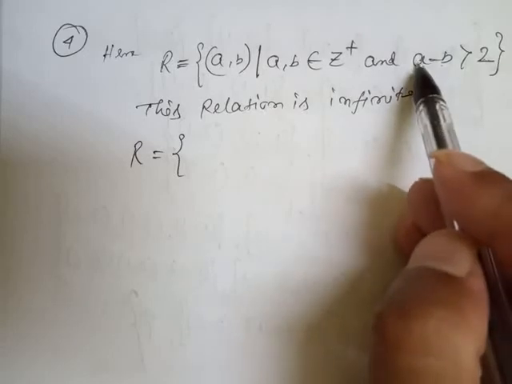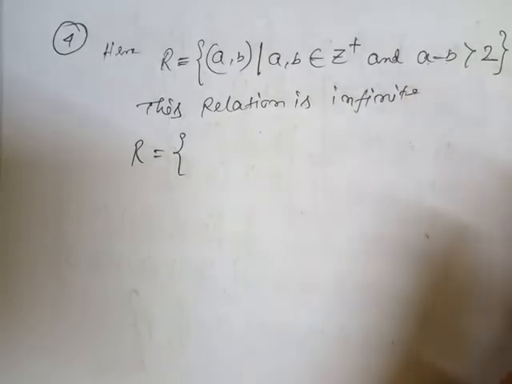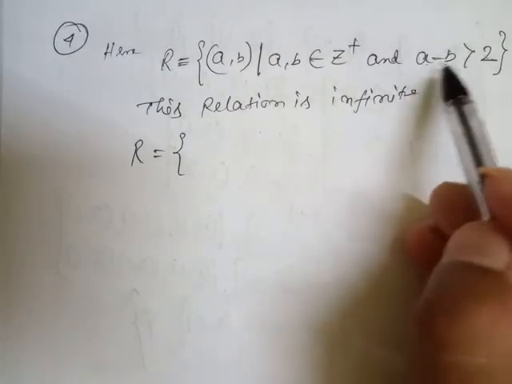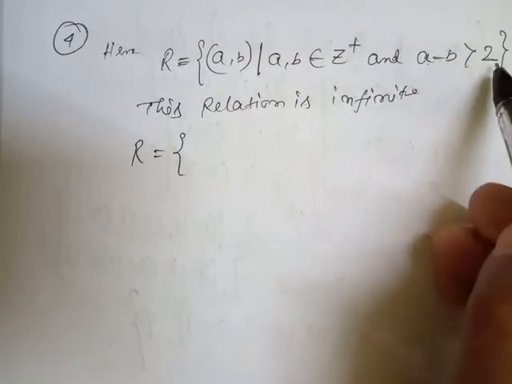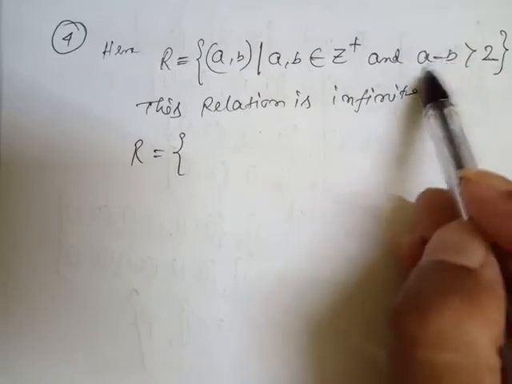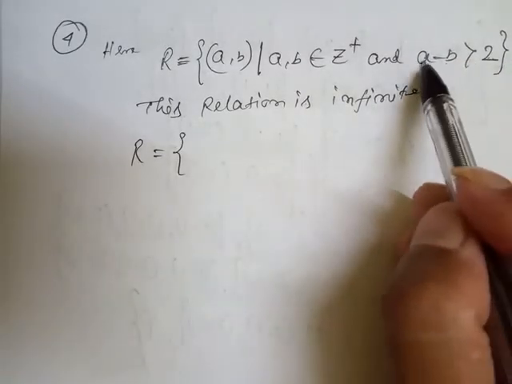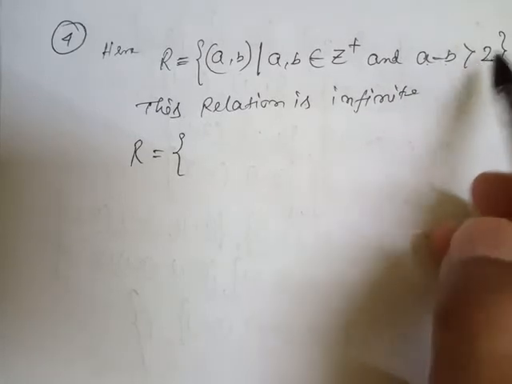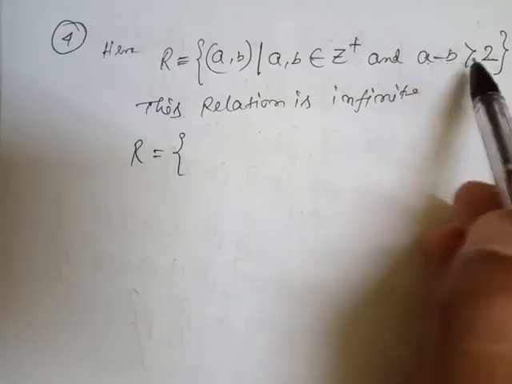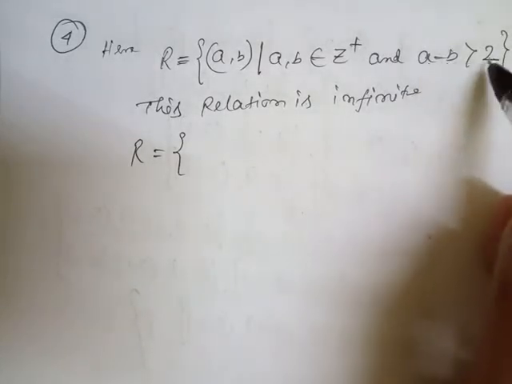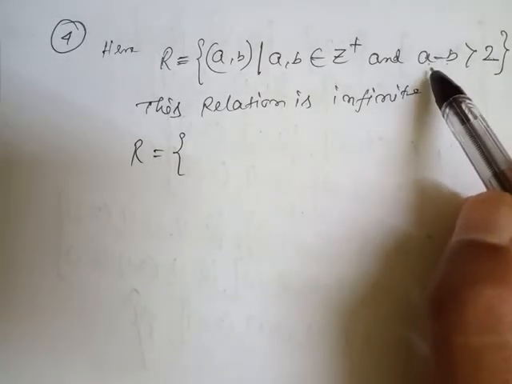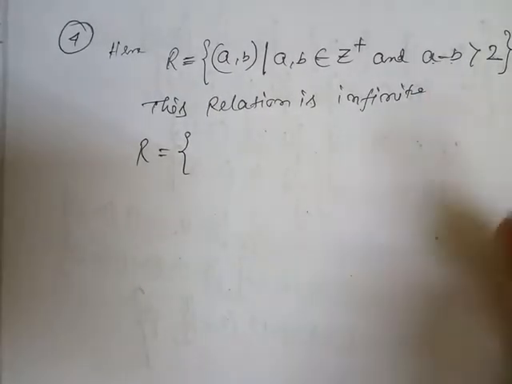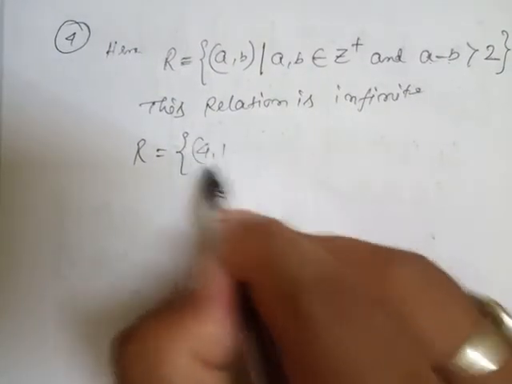A minus b bigger than 2. So if I write a as 1 and b as 2, that gives a negative, not possible. If I write 2 and 1, also not possible, because 2 minus 1 is 1 and 1 is less than 2. The condition given is a minus b bigger than 2, so 3 minus 1 is 2, which is equal to 2, not bigger than. So there should be 4. 4 minus 1 is 3, now possible. So the first one would be 4 minus 1.